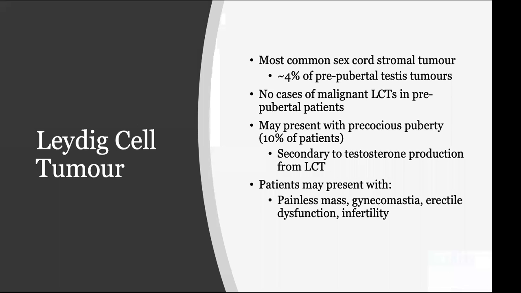Approximately 10% of patients will present with precocious puberty, as they are hormonally active tumors that secrete testosterone. Some patients may present with a painless mass, which is the usual finding. Some may present with signs of precocious puberty or gynecomastia. Erectile dysfunction and infertility can be seen in older patients.